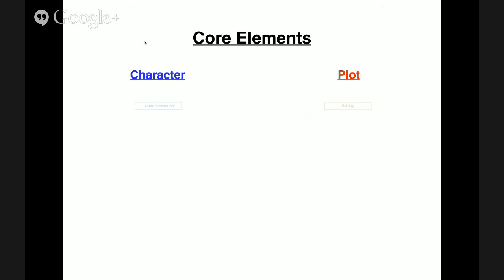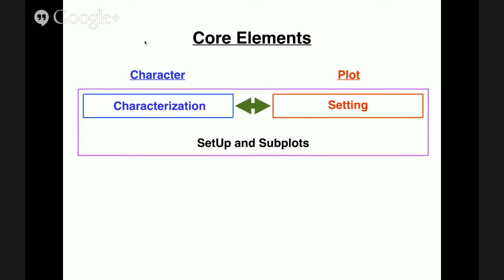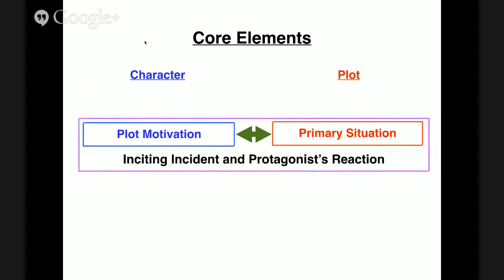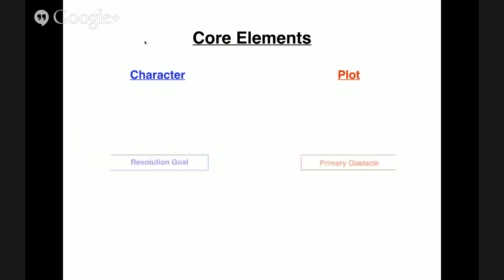Okay. So, characterization and setting. That's where the setup of your character and the subplots are. We're going to get more into that as well, so don't worry, no one gets left behind. The setup and the subplots are going to be realized in the characterization and setting of your script. The plot, motivation, and primary situation is what your movie's about. It's the inciting incident and your protagonist's reaction to that. That is the fundamental element of the movie that makes it a movie.